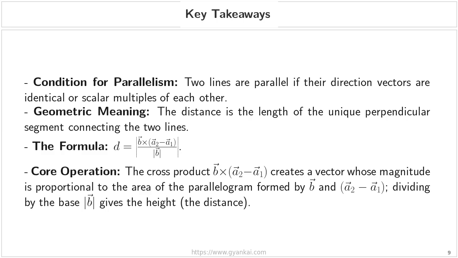Finally, I want to leave you with a deeper intuition regarding the core operation of this formula. Think about the cross product of b and the vector a sub 2 minus a sub 1. The magnitude of this cross product actually represents the area of a parallelogram formed by the direction vector b and the vector connecting our 2 points. When we divide that area by the magnitude of the base, which is the magnitude of b, what are we left with? We are left with the height of that parallelogram. In our context, that height is exactly the shortest perpendicular distance between the two lines.